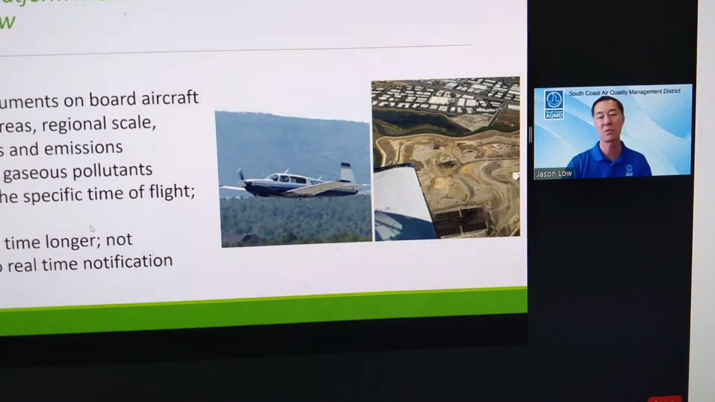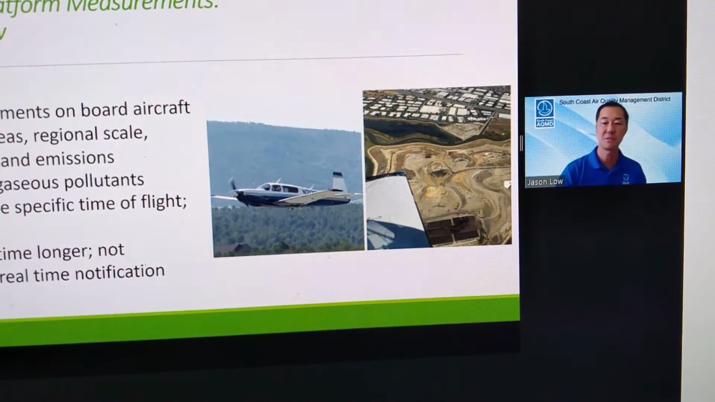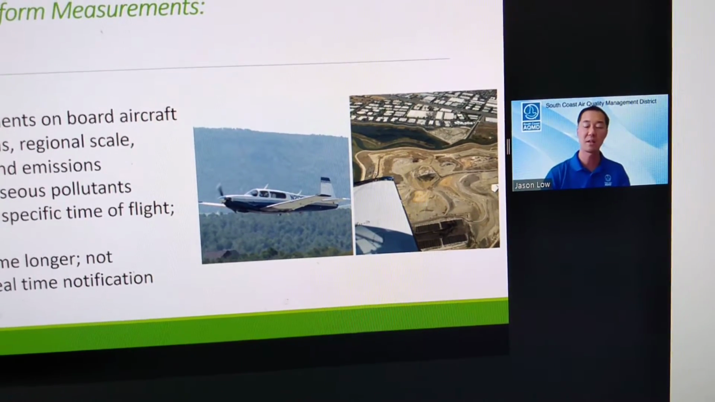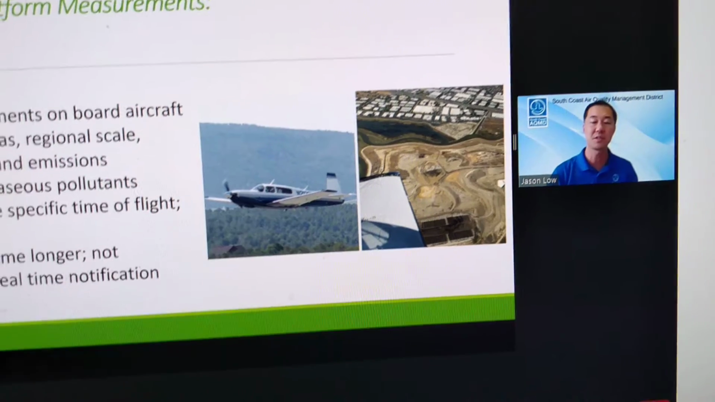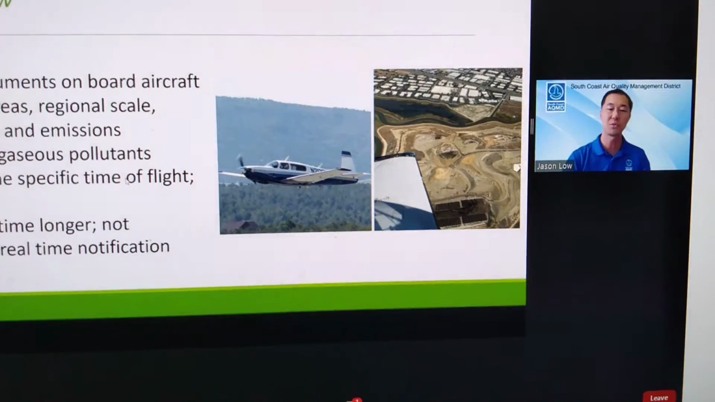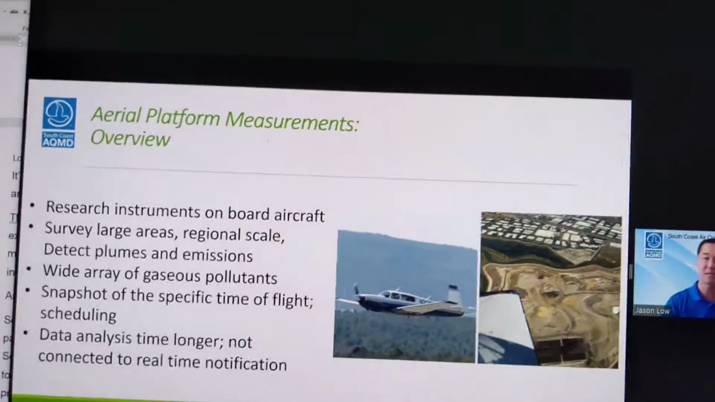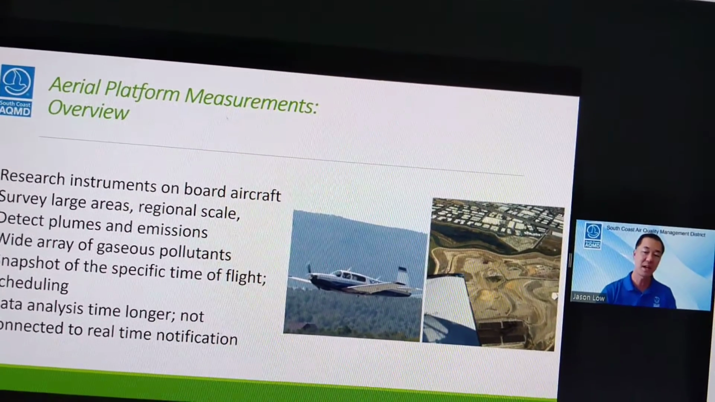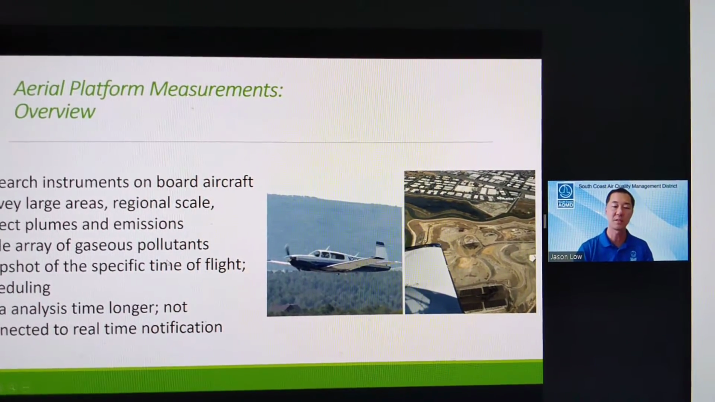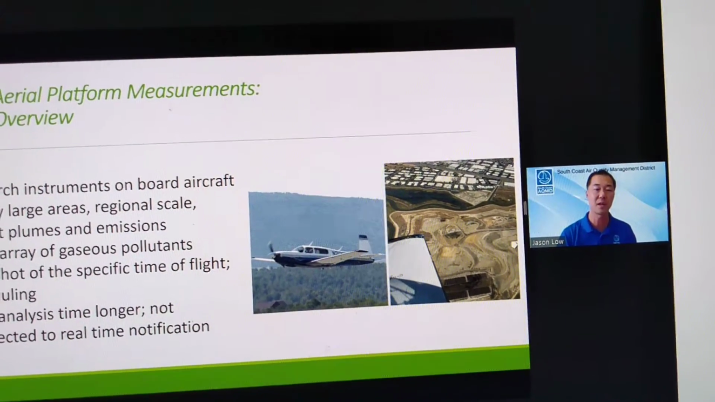They can also detect a wide array of gaseous pollutants, methane and VOCs, but they also have some limitations. They're a snapshot of the specific time they fly over. And a lot of times they try to schedule different measurements, so the timing may not necessarily be as regular for doing these types of flights. Also, the data analysis time is a little bit longer because they will typically fly and get a whole bunch of data and then have a person go through all the data and look at it. So it would not necessarily be a real-time notification associated with the aerial platform.